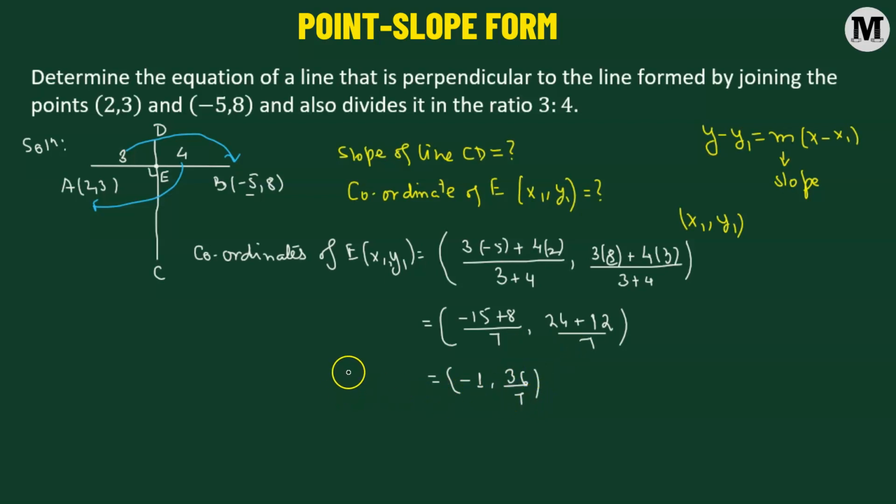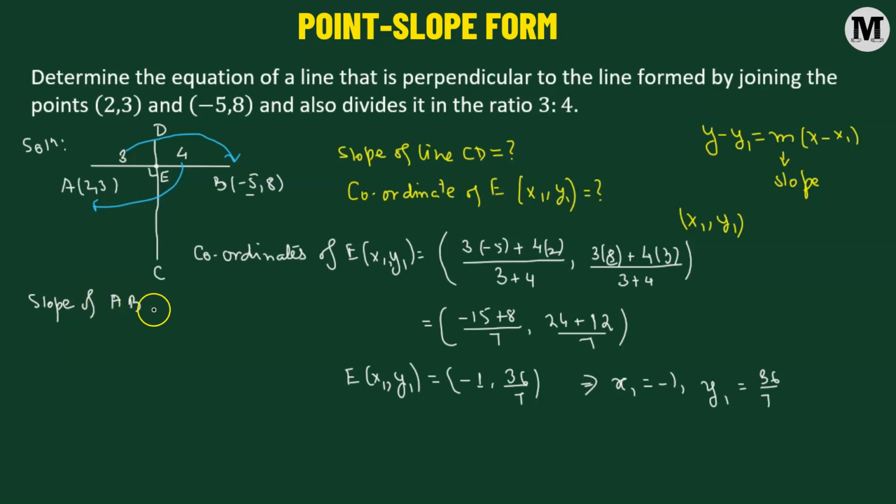So we have the coordinates of point E, which is (x1, y1). This immediately tells us that the value of x1 is -1, and the value of y1 is 36/7. Now we come to the next part, which is finding the slope of CD. That's a very simple task because CD is perpendicular to AB. That means the product of the slopes of the two lines is going to be equal to -1. That is by definition.